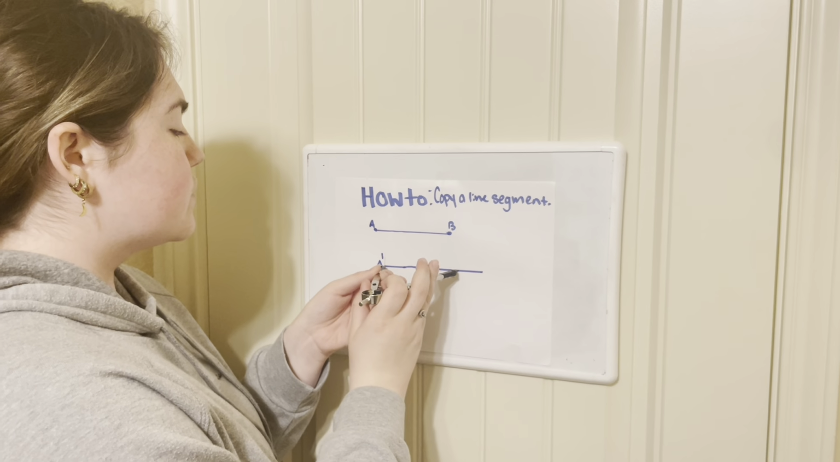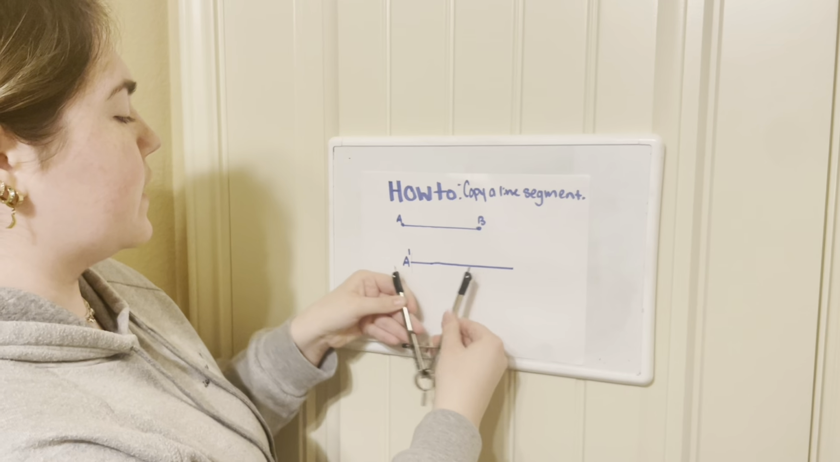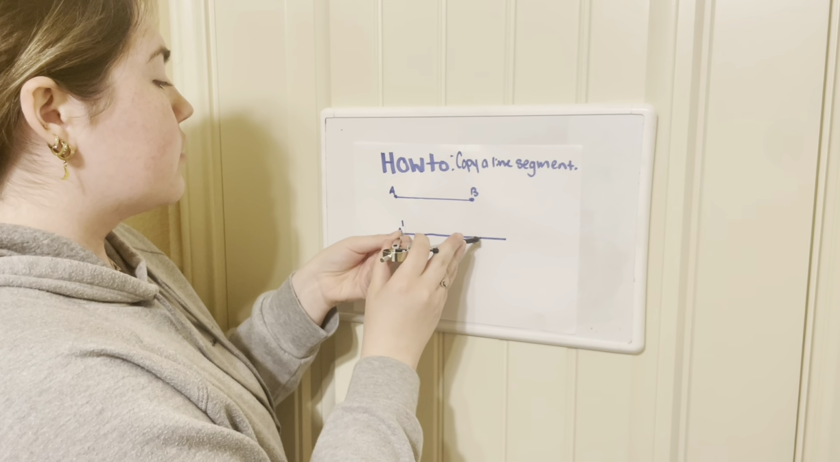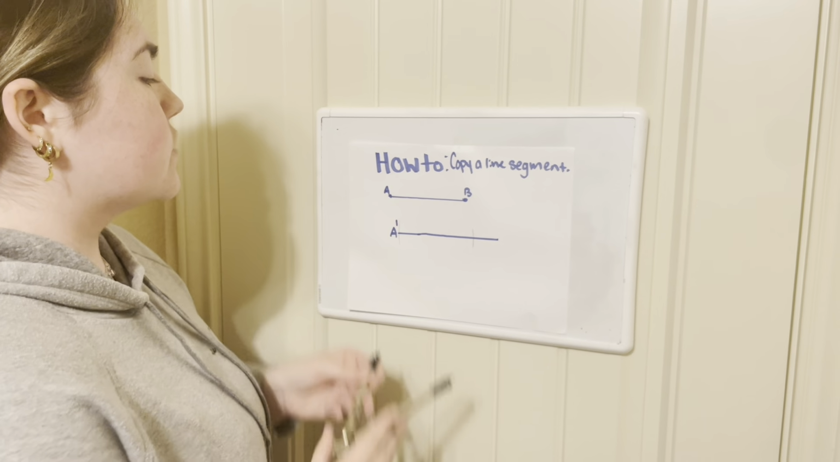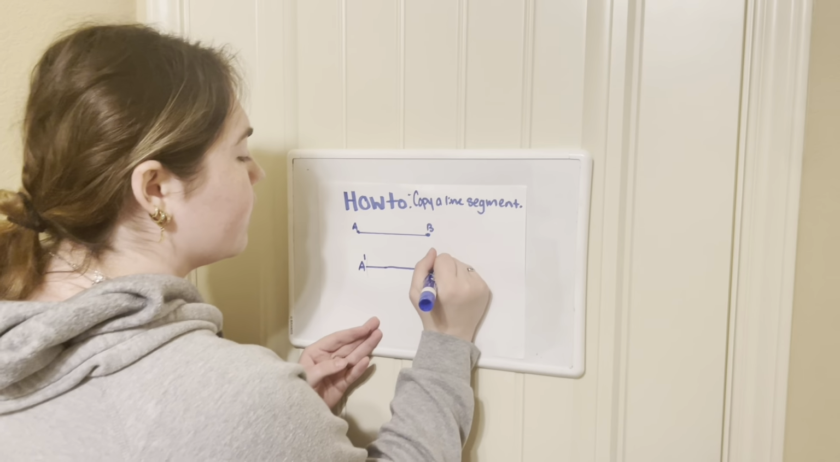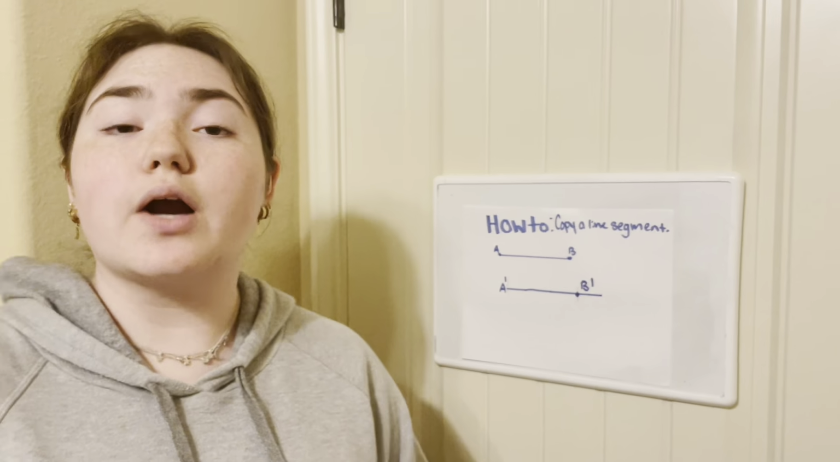I like to do this from this angle because this way you won't really have that curved arc. So here's my other arc. So now we know where our second endpoint will be, right here. This is B prime, and that is how to copy a line segment.